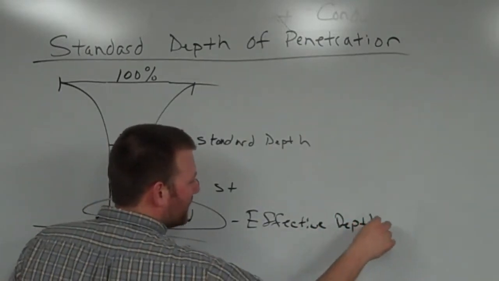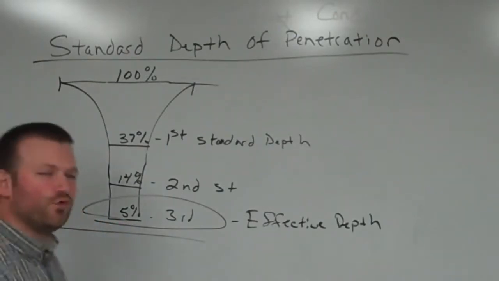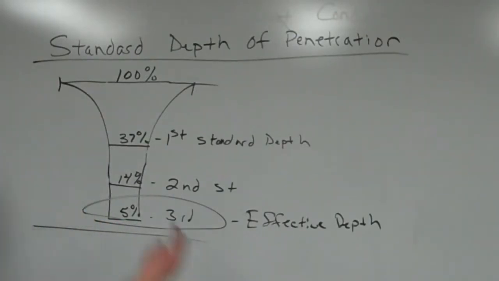That effective depth is something we need because at that 5% mark, any signal down there is not going to be enough to give us a good view or a good movement on our screen. So we say that at 5% current density, the effective depth, there are not enough eddy currents left to give us a usable signal. Anything past that is wasted time and energy.